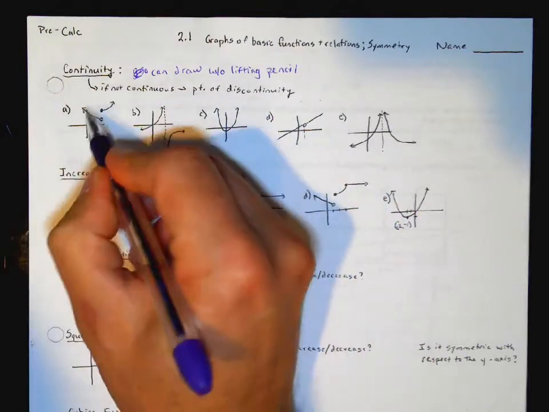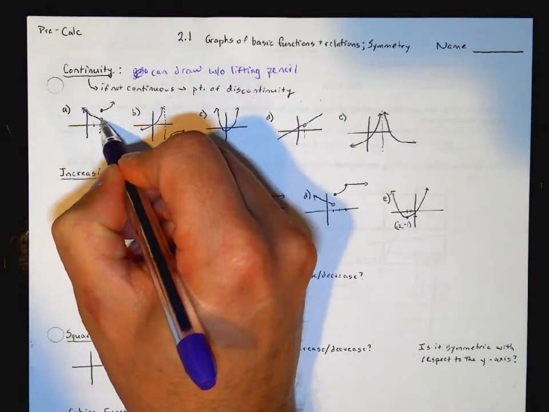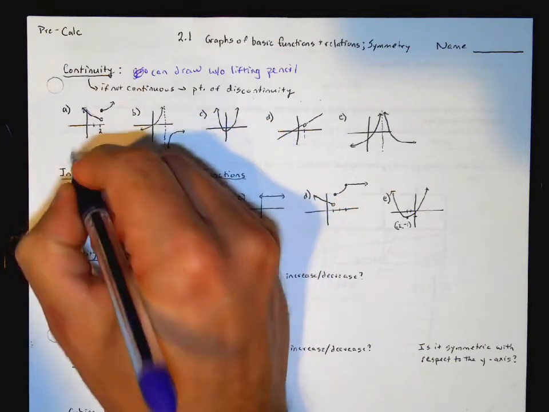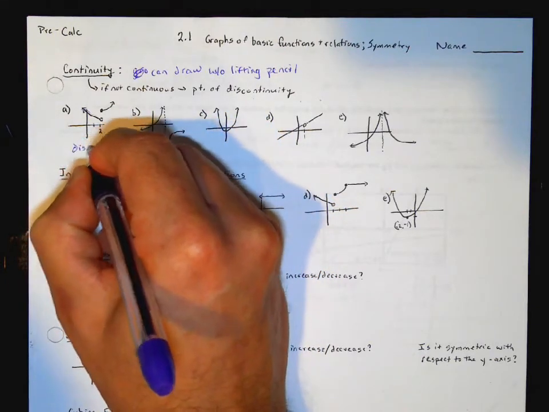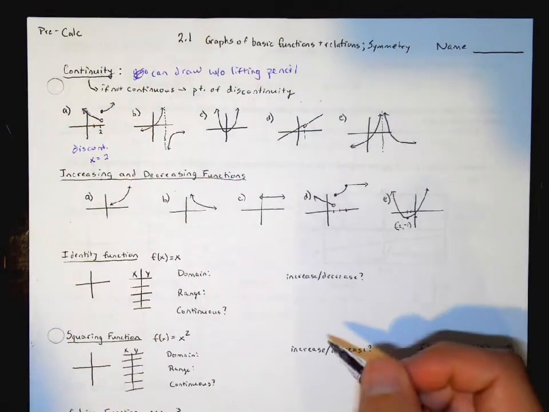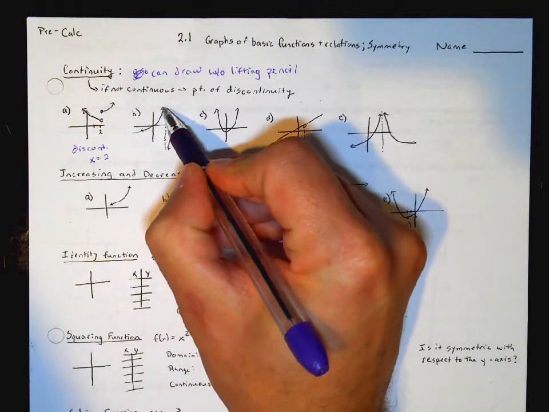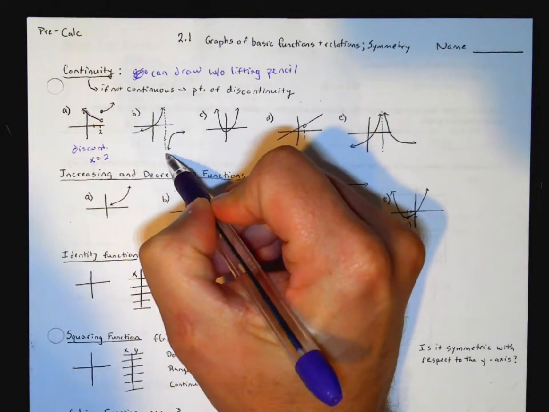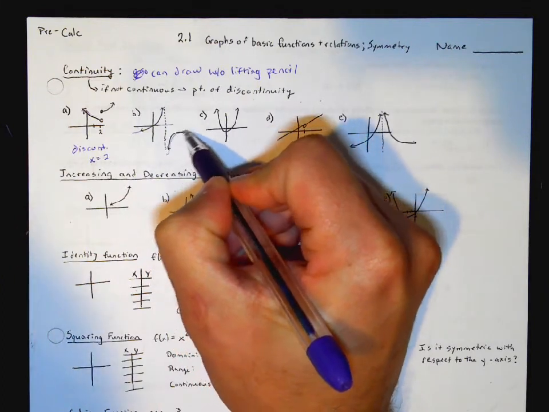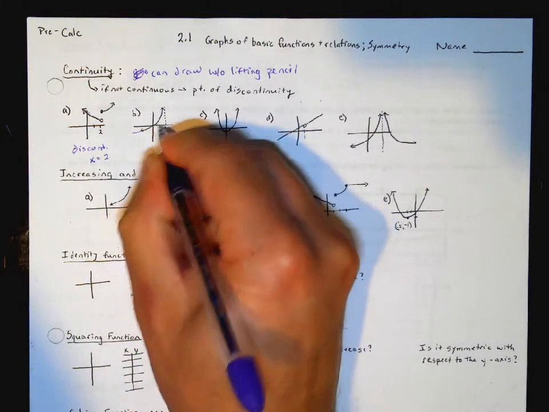So if we put our pencil down here and we draw it, okay, I come to this point, oh, I got to lift my pencil to get to that point. So this is discontinuous, and it's discontinuous at x equals 2. Okay, this one here, put my pencil down, it'll keep going up. I have to lift my pencil up to get to this point and go over here. So this is also discontinuous at x equals 2.